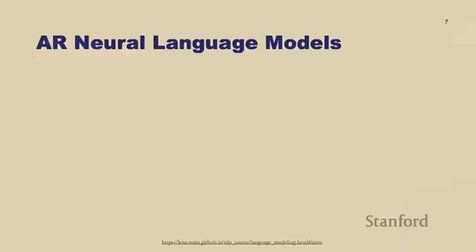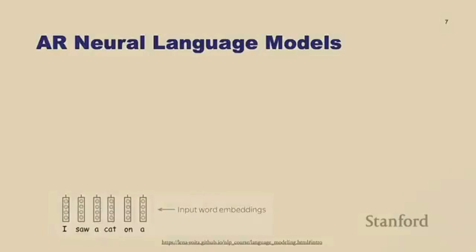Okay, so autoregressive neural language models. The first thing you do is that you take every word or every token, you embed them, so you get some vector representation for each of these tokens. You pass them through some neural network.